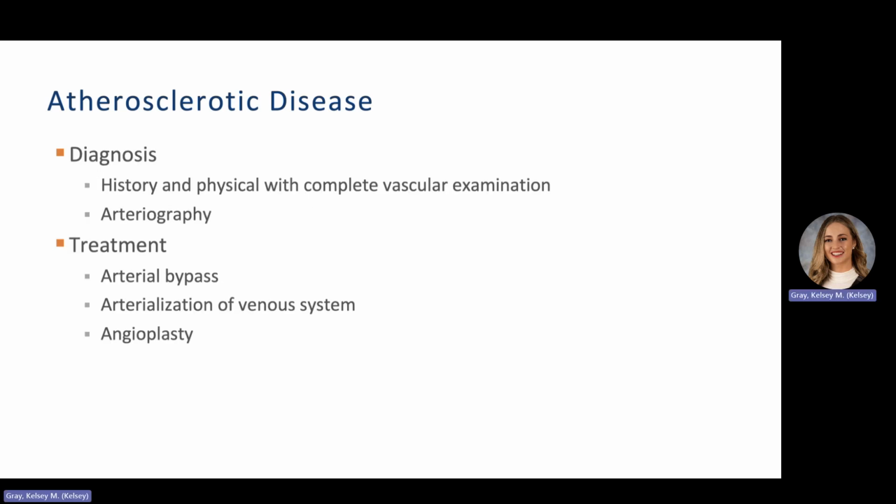Diagnosis can be made with history and physical with complete vascular examination. Arteriography is the imaging modality of choice. Treatments include arterial bypass, which is the best choice for isolated occlusion and patent distal vessels. There's also arterialization of the venous system. This is considered a salvage procedure when no patent distal vessels exist. This technique reverses venous flow in the distal hand of affected patients.